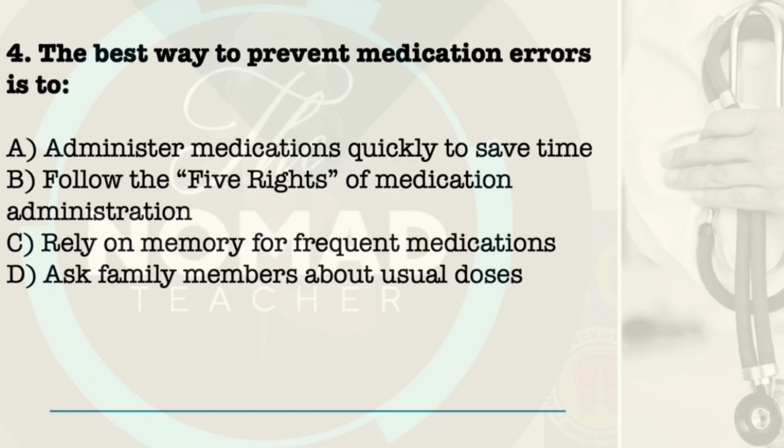4. The best way to prevent medication errors is to A. Administer medications quickly to save time. B. Follow the 5 rights of medication administration. C. Rely on memory for frequent medications. D. Ask family members about usual doses.